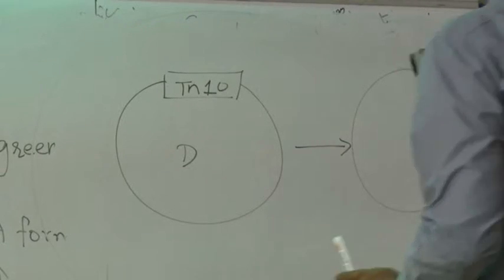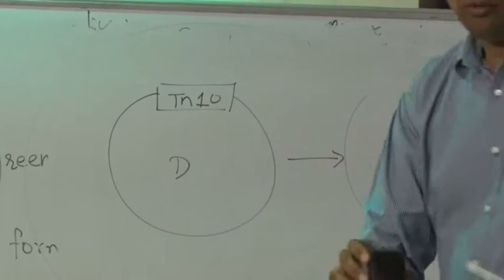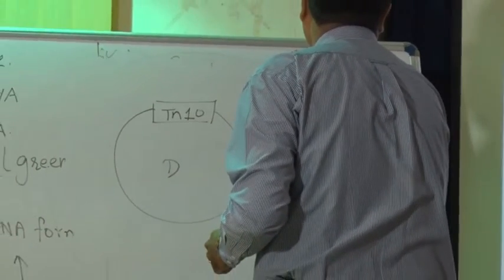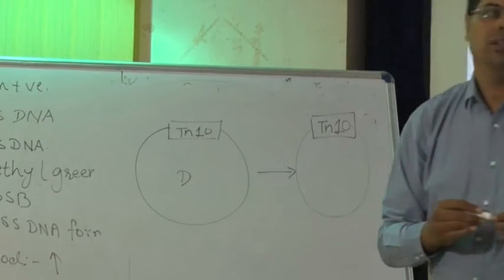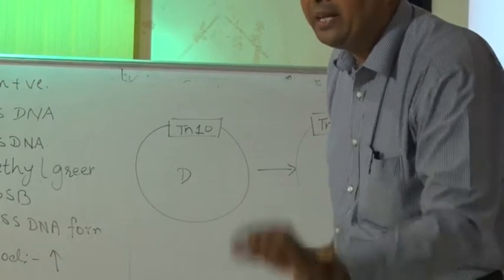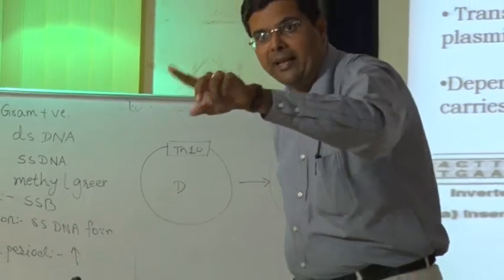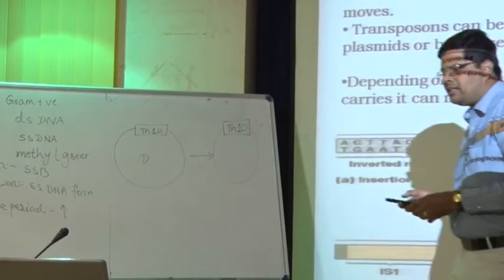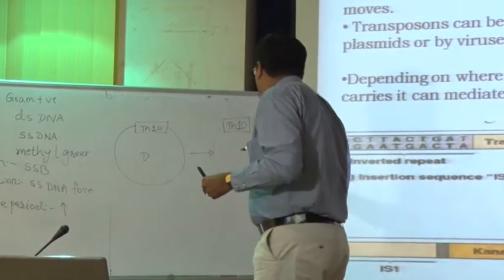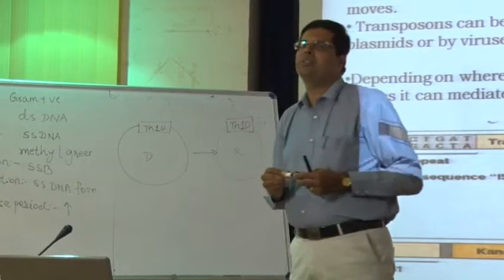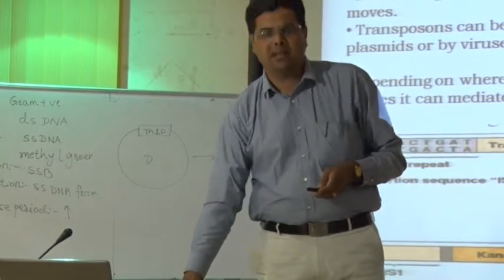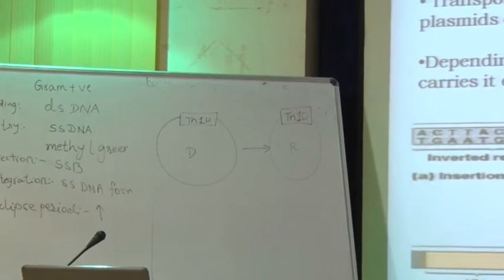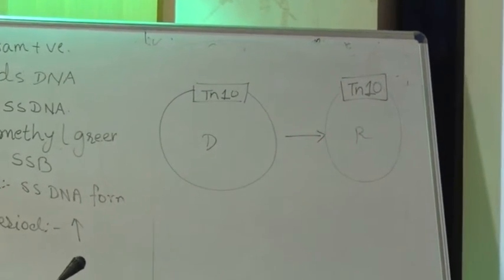So as a result we will have two DNA molecules which are having the transposon TN10. Transposons can be symbolized by TN. So here you can see that we have donor and recipient, each carrying one transposon. One copy of the transposon is given to the recipient, and the original copy is retained with the donor. This is known as replicative transposition. But this process is not direct.